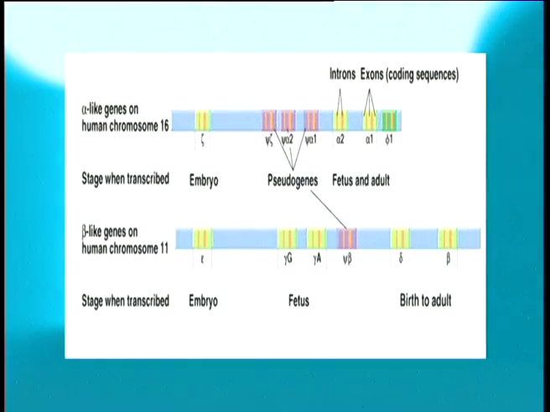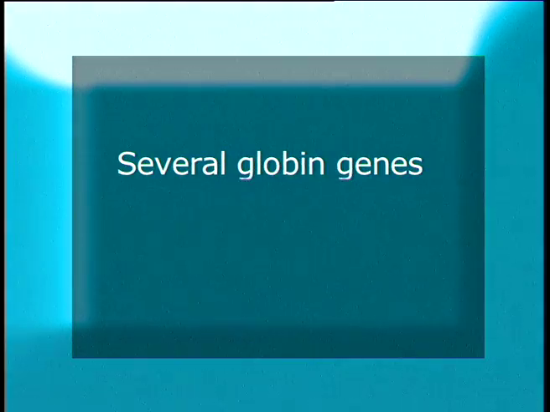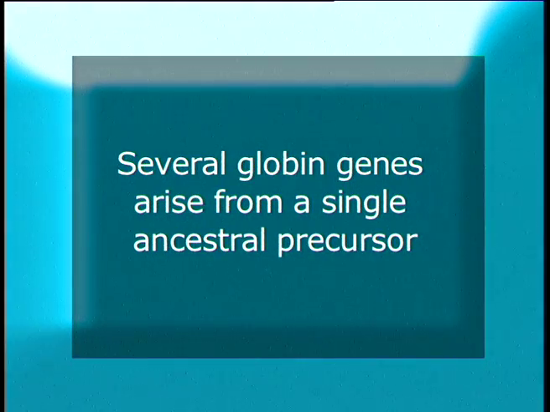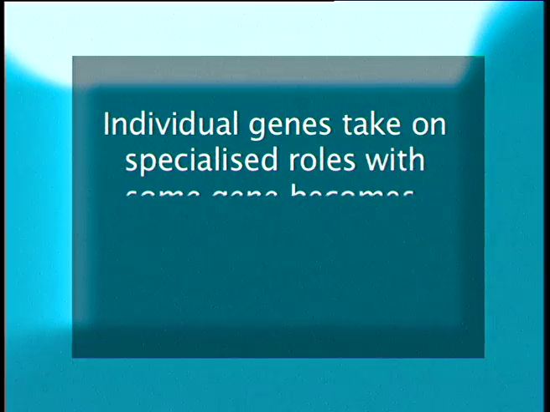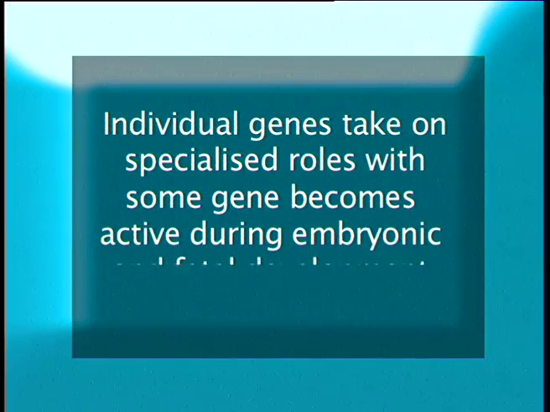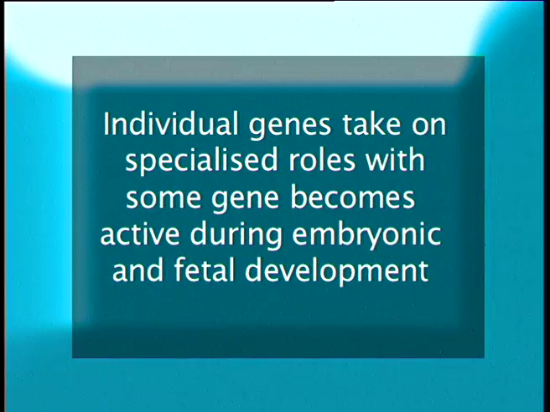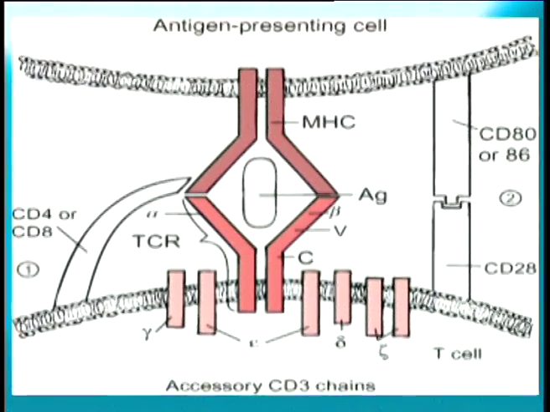One example is the evolution of several forms of the globin chain of hemoglobin. Several globin genes arise from a single ancestral precursor, thus making individual genes available to take on specialized roles, with some genes becoming active during embryonic and fetal development, and others becoming active in the adult organism. Other examples include the immunologically important T cell receptors and antigens encoded by the major histocompatibility complex.